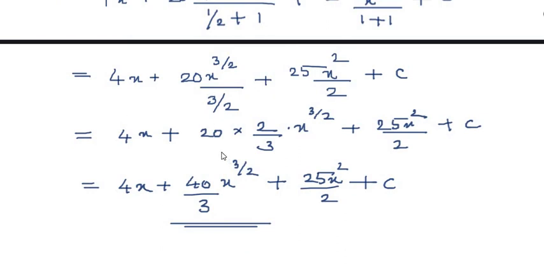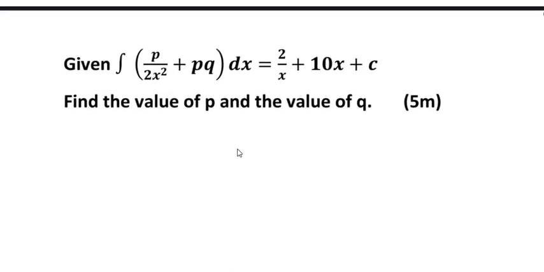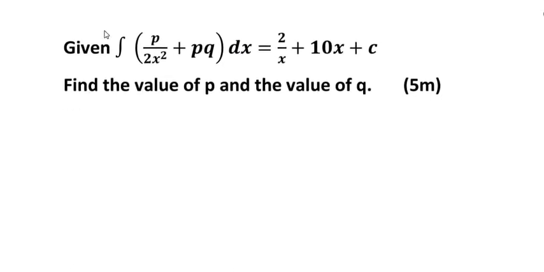Let us look at another exam style question, and this is for 5 marks. Given the integration of p over 2x squared plus pq, the whole term integrated with respect to x, equals 2 over x plus 10x plus c. Find the value of p and the value of q. So what we can do here is integrate this term and equate it to the given term on the right hand side.